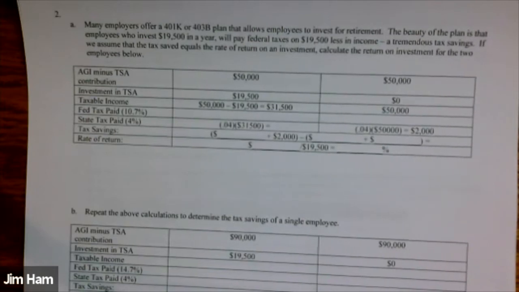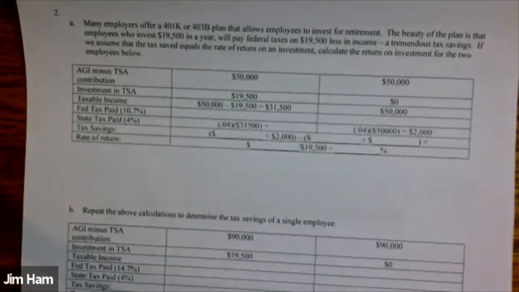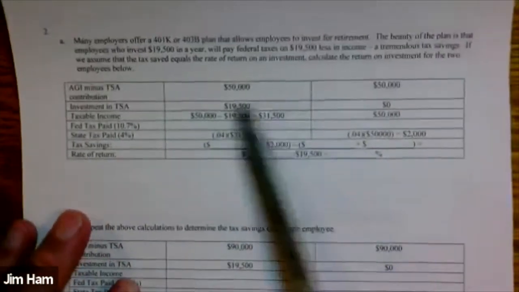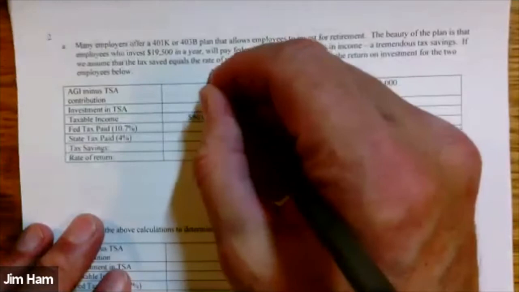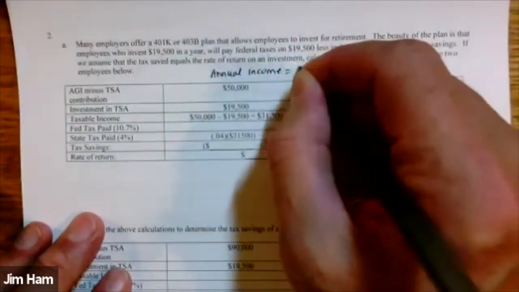So here's the example of how you can get a guaranteed 20% or even more return on your investment if you invest, and it's guaranteed if you invest in a 401k. All right, so here's our person here. And let's say that the person makes an annual income equal to $50,000.